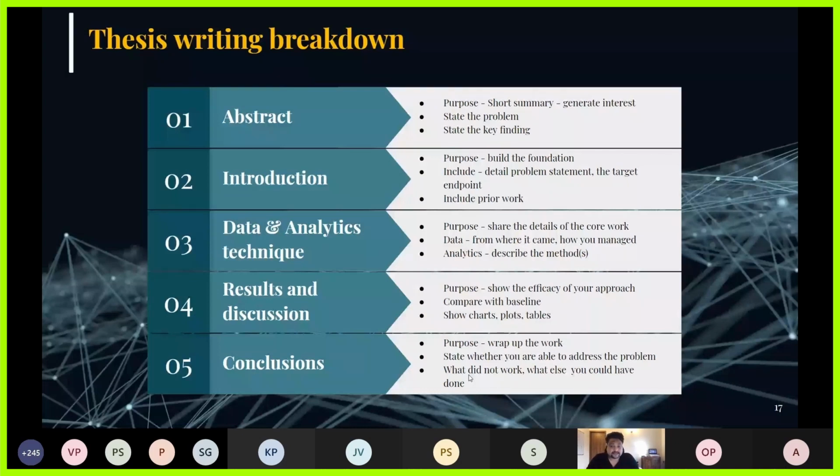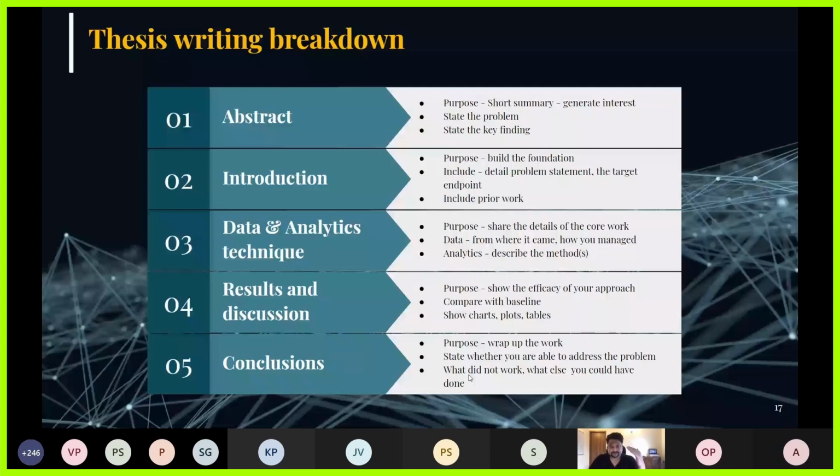Next is the introduction, and the introduction is all about building the foundation. This is the problem statement, these are similar types of problem statements, these types of problems are being addressed in this way, and this is the previous work that has tried to address this problem. So introduction is all about setting the foundation, so that people can get into, or immerse themselves into, the whole subject matter.